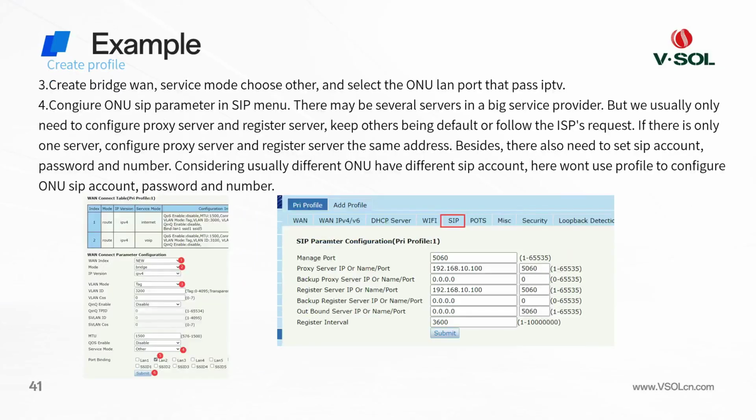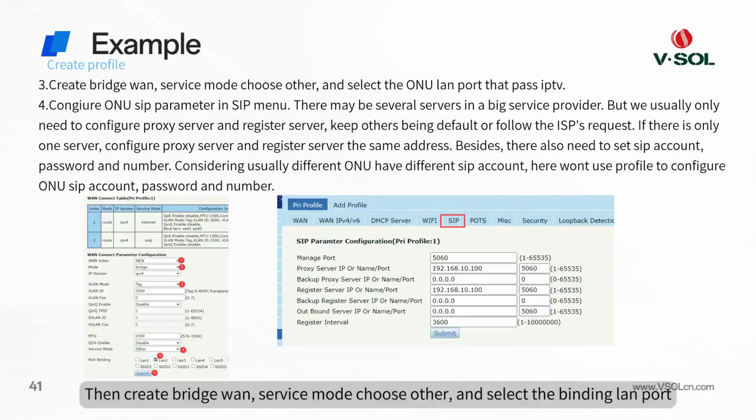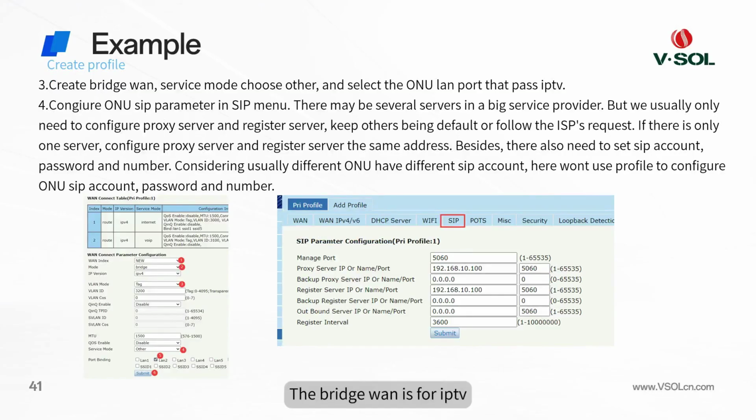Then create the Bridge WAN. For service mode choose Other, and select the binding LAN port. The Bridge WAN is for passing IPTV.